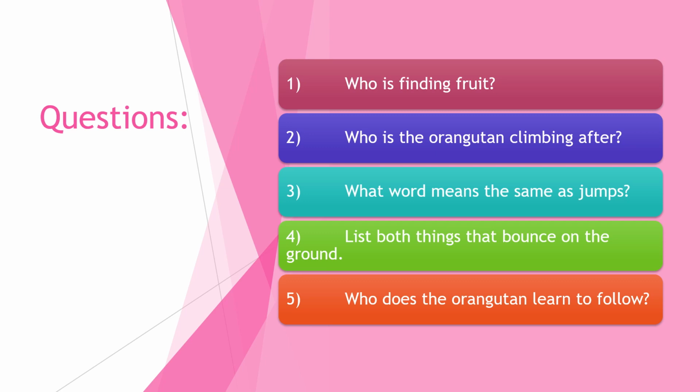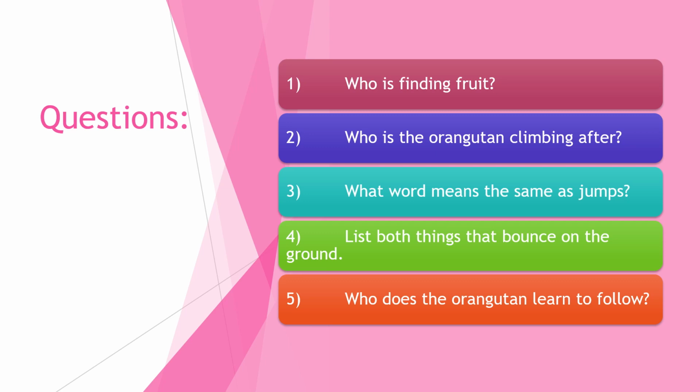So the first one is asking us, who is finding the fruit? So for this one, it's either going to be a person, an animal, or a creature. The second one, who is the orangutan climbing after? So again, it's another who question. Number 3, what word means the same as jump? So this is like a synonym. We need to find the word in the story that gives us the same meaning as jumped.